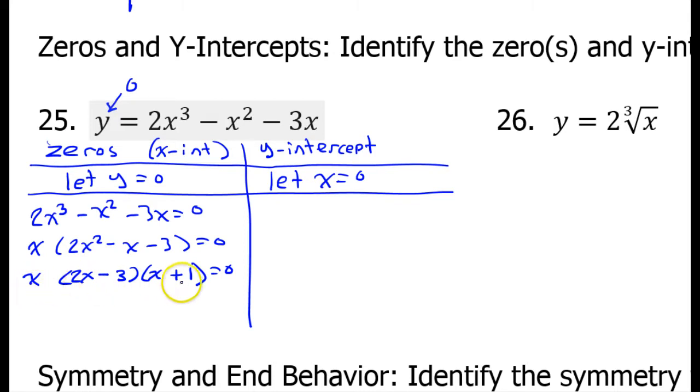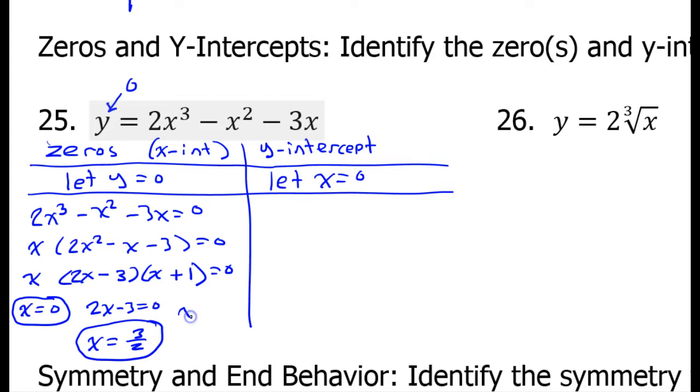Now I'm going to set each of these factors equal to 0, including the little x here. Set that equal to 0, that's one of my zeros. 2x minus 3 equals 0. If I solve this, I'm going to get x is equal to 3 over 2. That's one of my zeros. If I set x plus 1 equal to 0, that's going to give me x equals negative 1. So these are the zeros.